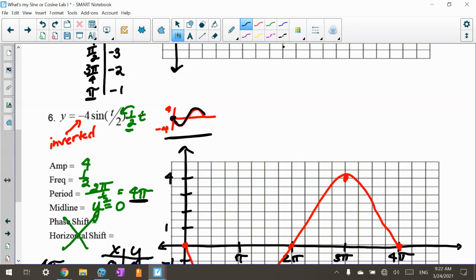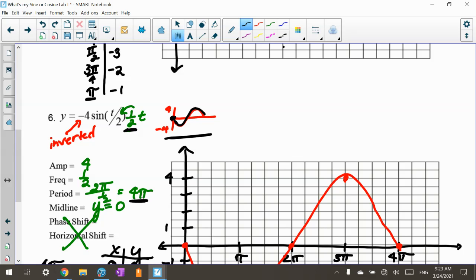Then I wrote the t over 2 as a half t so that I can see my frequency better. Okay, so I came down and say, all right, my amplitude's 4, my frequency is 1/2, and I noticed that my midline is y equals 0 because there's nothing added or subtracted on the outside or on the inside, so that's smack dab in the middle.